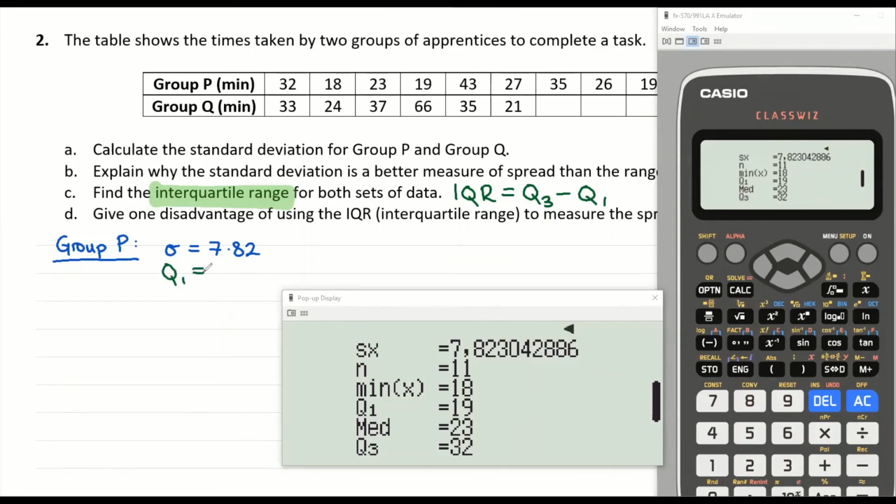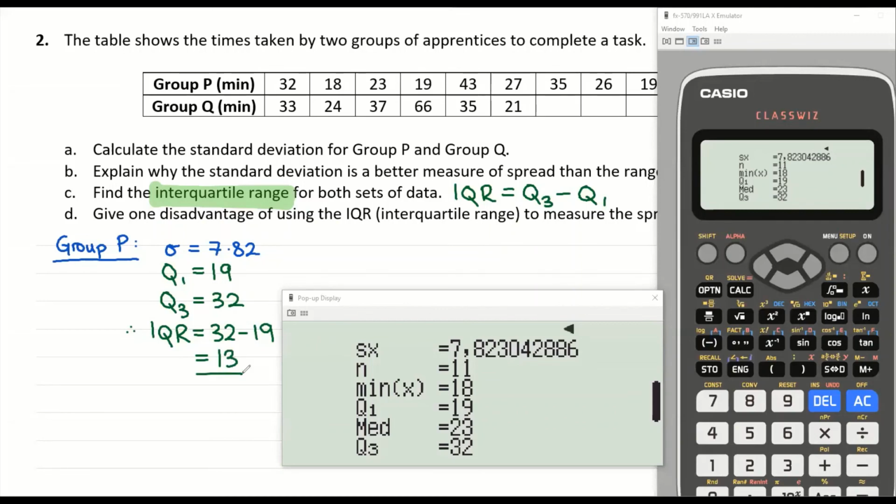Notice it doesn't actually give you the interquartile range, but it does give you the quartiles. And Q3 is 32. Okay, so with simple subtraction, we can get the interquartile range. Therefore, the interquartile range is just going to be 32 subtract 19, so that's going to be 13. Okay, so we've got that.